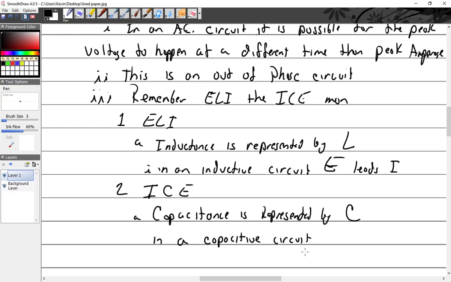When you say that the current leads the voltage, so you're having more current than voltage? Not more current than voltage. It's ahead of it.